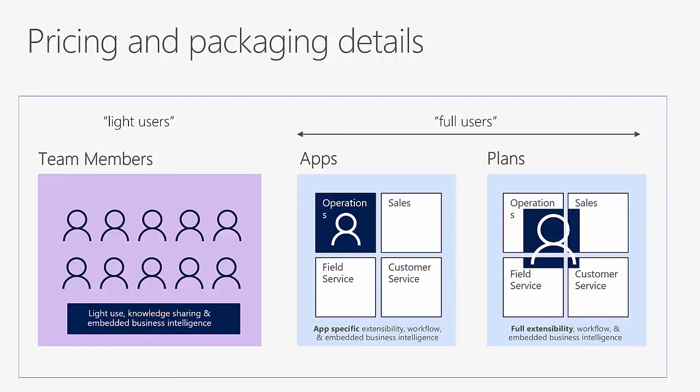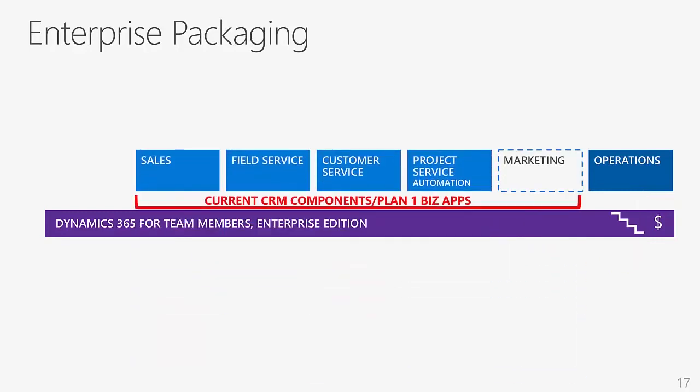Let me share some information with you about enterprise-level packaging. We'll start at the bottom with the team members offering, which is a single offering that is the foundation for the packaging structure. As you heard a minute ago, this offer targets our light user base and supports an enterprise sales motion. On top of that, we see the comprehensive offerings called apps. First is operations. As a reminder, this used to be called AX7. Second, we have Plan 1 business apps. These, as we discussed earlier, are the new packaging for the current CRM Online components. Both operations and the Plan 1 business apps contain team member rights.